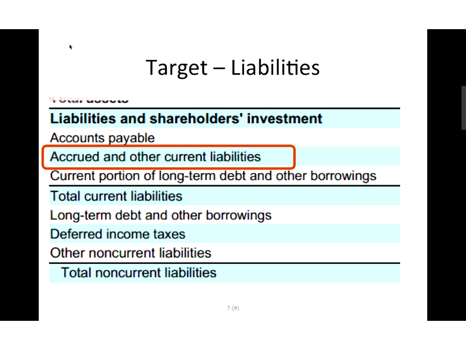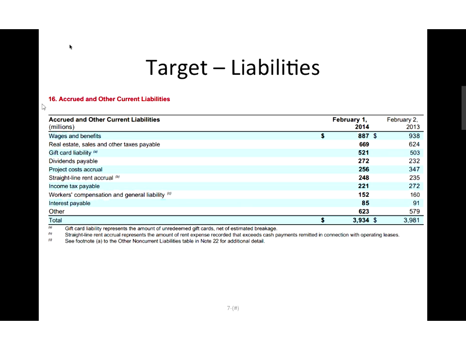So accrued and other current liabilities, what's that about? Well, we would look in the notes to the statement, and you would have a note, in this case, note 16, that tells us that accrued and other current liabilities include wages and benefits, real estate sales and other taxes payable, gift card liability. Target sells gift cards. When you buy a gift card from Target, Target immediately has a liability. It's an unearned revenue account, but Target calls it gift card liability. So you see that in that line, then you see dividends payable and things like that.